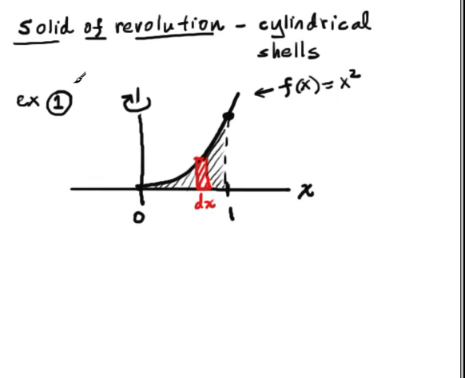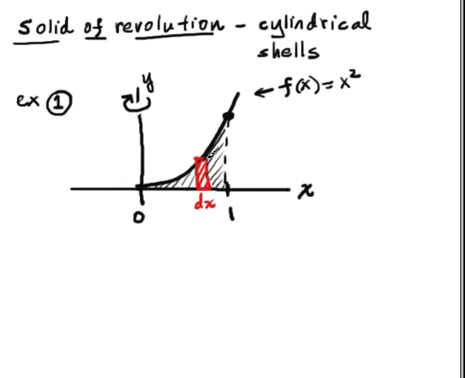Here's our first problem of finding the volume of revolution using cylindrical shells. And here's our function f of x equals x squared. We're going to look at the area underneath f of x equals x squared from 0 to 1, and we're going to revolve this about the y-axis.